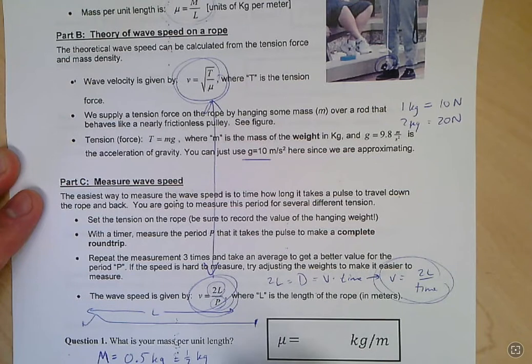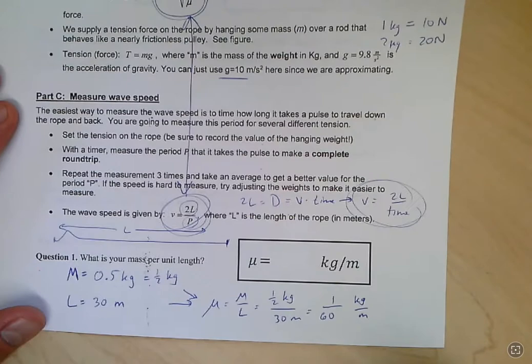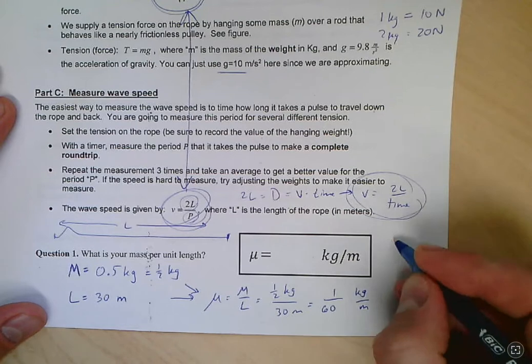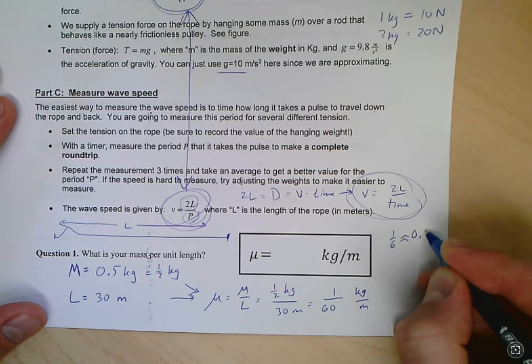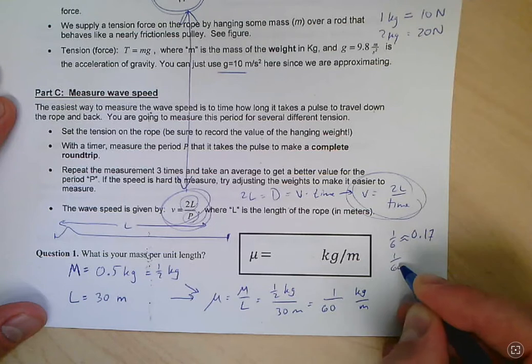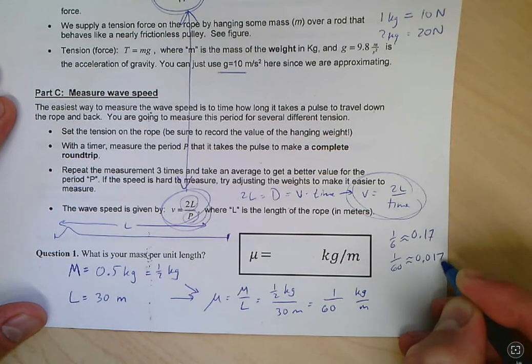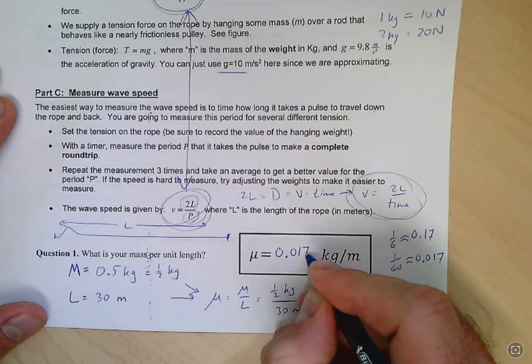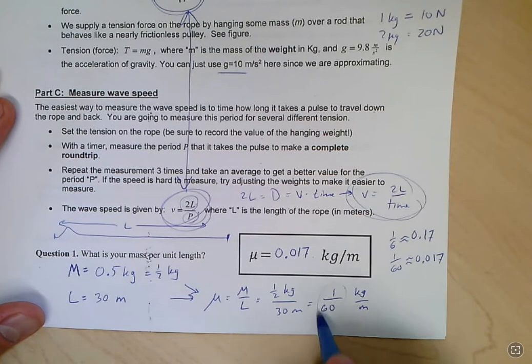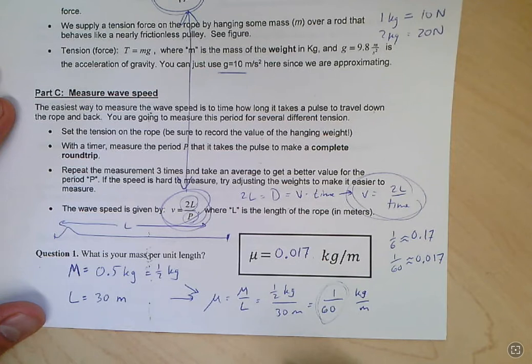If I put those two pieces of information together, this mu, which is mass per unit length, is going to be 1/2 of a kilogram divided by 30 meters. If I bring that 1/2 down, it's 1/(2 times 30), which is 1/60 kilograms per meter. And if I remember, 1/6 is about 0.17, so 1/60th is approximately 0.017. So I'm going to put 0.017 as my mu. You could always put this into a calculator and just write down the result. It's going to be my mass per unit length.